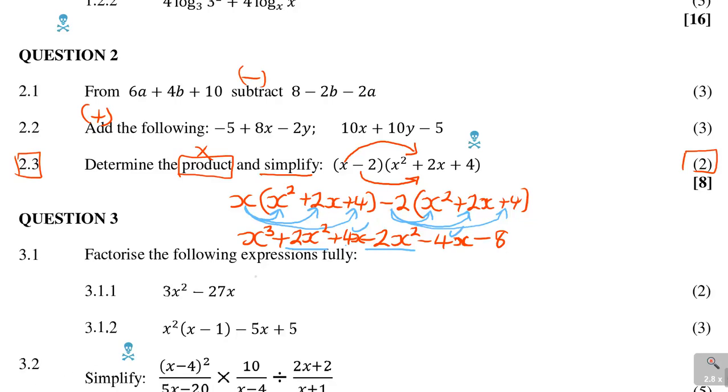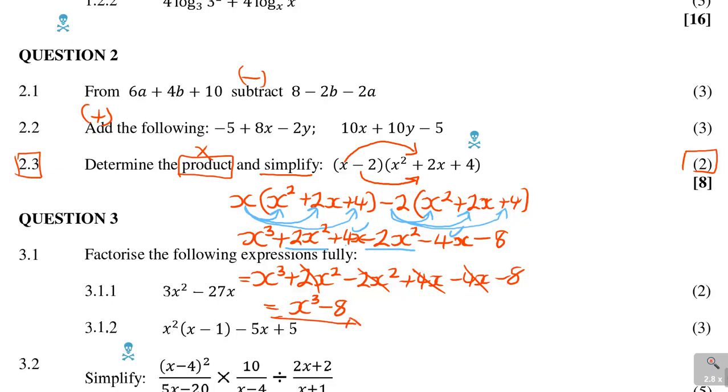So when I collect like terms, I will have x cubed plus 2x squared minus 2x squared plus 4x minus 4x minus 8. So what am I having? This cancels, 2 minus 2, and then 4 minus 4. So I'm left only with x cubed minus 8. This was actually more simplified than I thought. So it's x cubed minus 8.